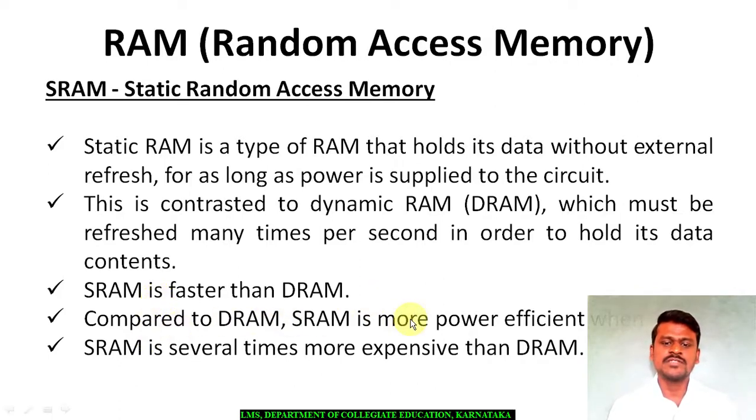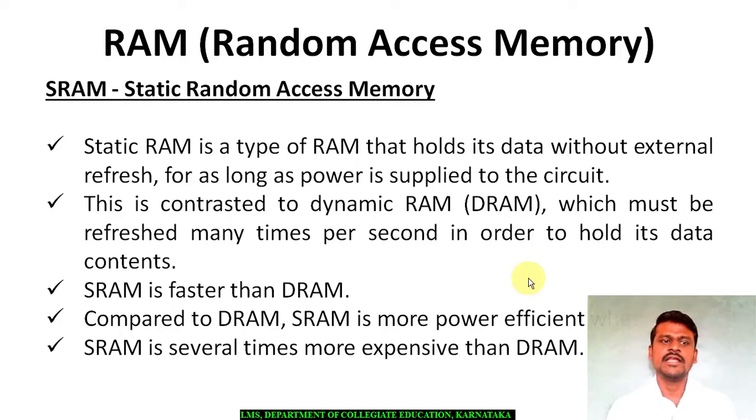Compared to the DRAM, SRAM is more power efficient when idle. This means whenever the system is idle, this RAM will not consume more power. ಅಂದರೆ ನಾವು ಸಿಸ್ಟಮ್ನ ಏನು ವರ್ಕ್ ಮಾಡ್ತಾ ಇಲ್ಲ ಅಂತಂದರೆ this RAM will not consume more power as compared to the DRAM. Next, SRAM is several times more expensive than DRAM. These are very expensive as some more specifications are needed as compared to the DRAM.